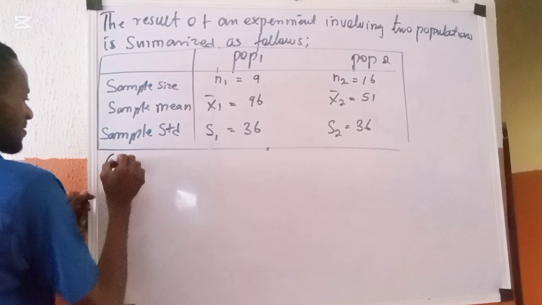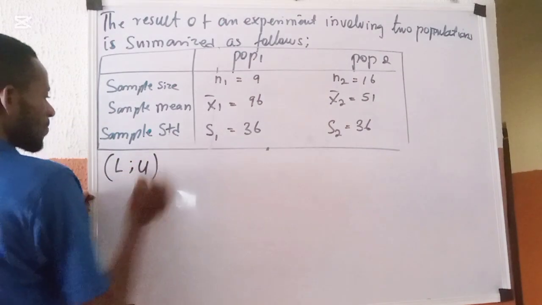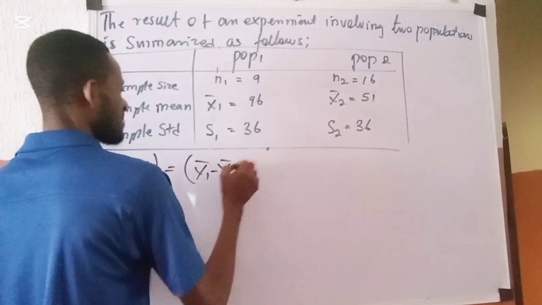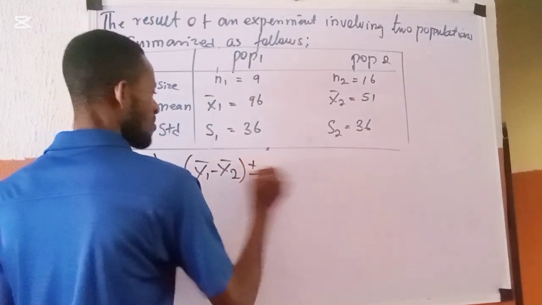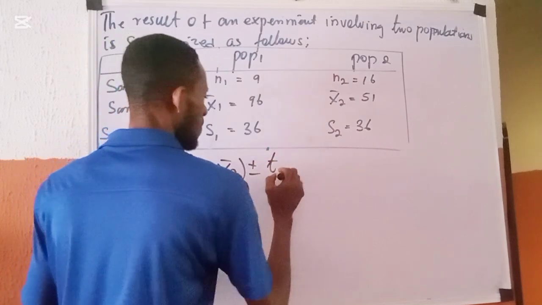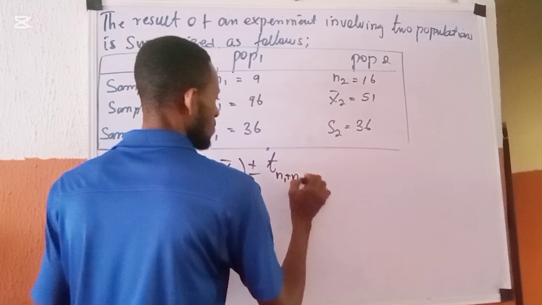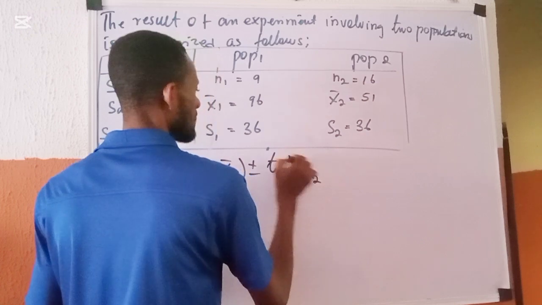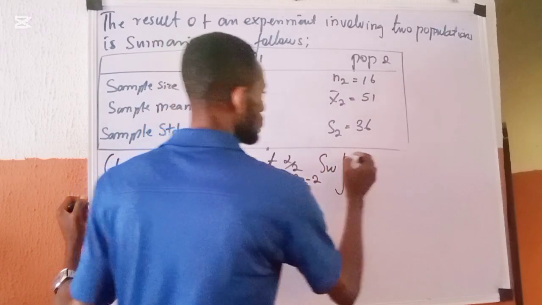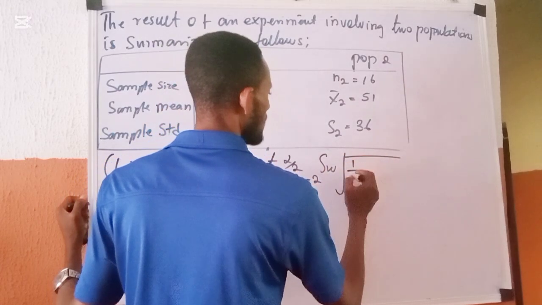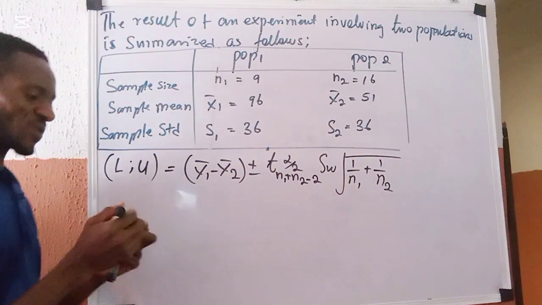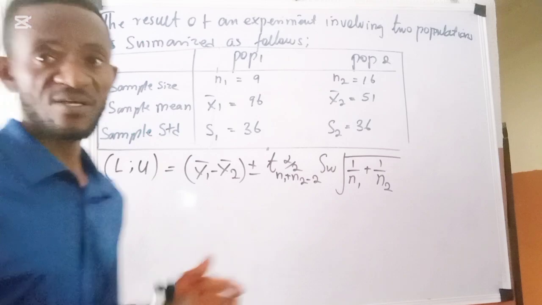that our L and U will be given as x bar 1 minus x bar 2 plus or minus t of n1 plus n2 minus 2, alpha over 2, times S_w times the square root of 1 over n1 plus 1 over n2. This is the formula. We just explained this formula in the third condition.